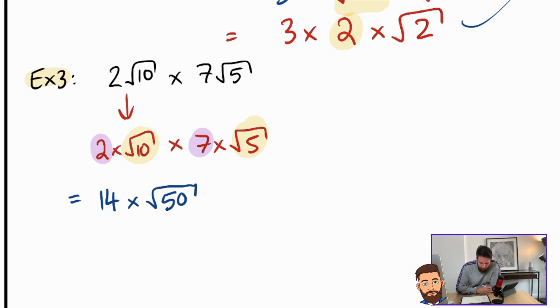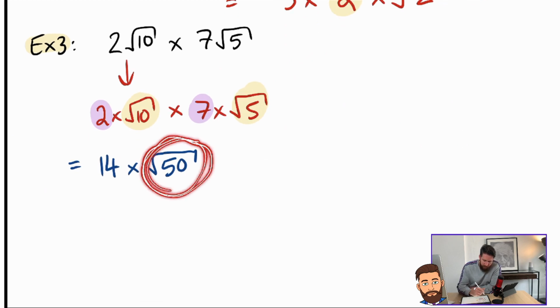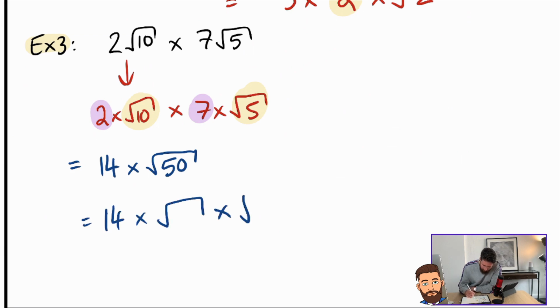Now we can look at, can we simplify this? So we need to think, can we simplify root 50? Do we know any square number that goes into 50? Yes, we do. So we can say this is 14 times, exam skill, write out 2 blank surds. That is going to be 25. 25 is a square number and goes into 50. What do I times 25 by to get 50? 2.